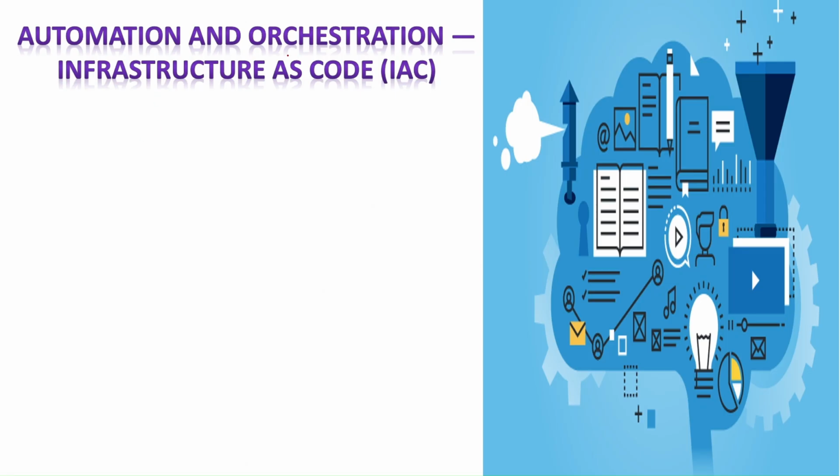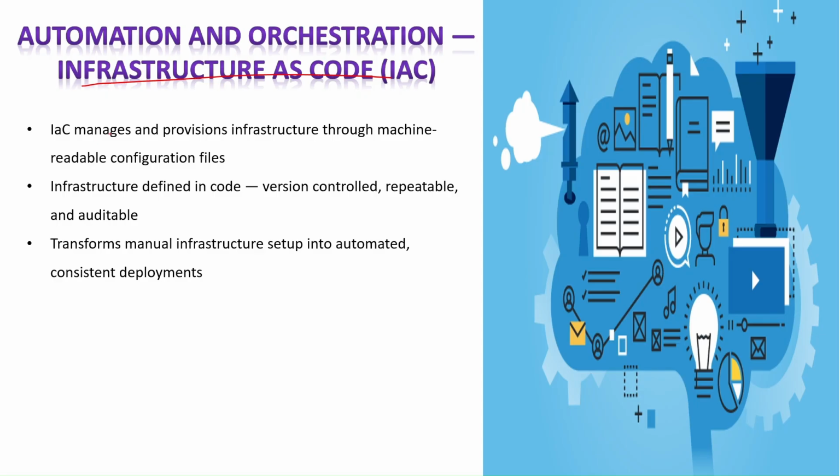Automation and orchestration also includes infrastructure as code, IaC. Infrastructure as code manages and provisions infrastructure through machine-readable configuration files. Infrastructure is defined in code, so it is version controlled, repeatable and auditable. It transforms manual infrastructure setup into automated, consistent deployments.